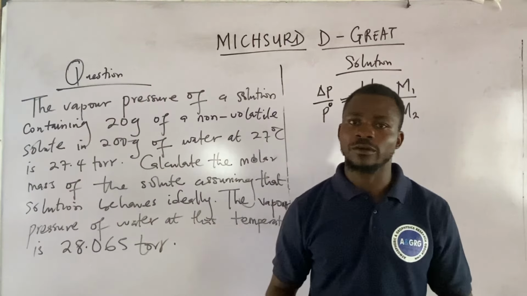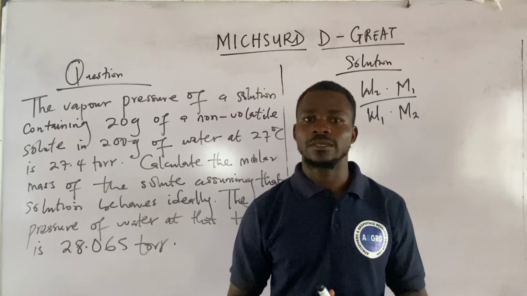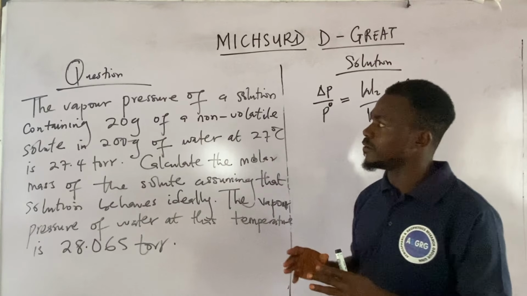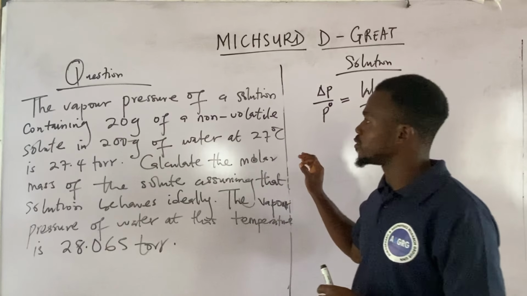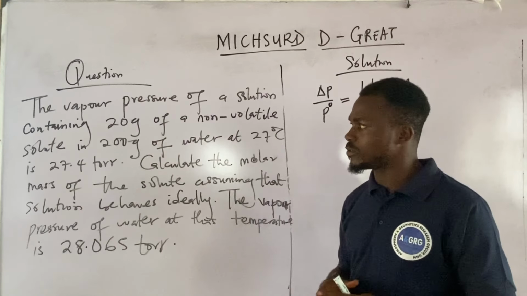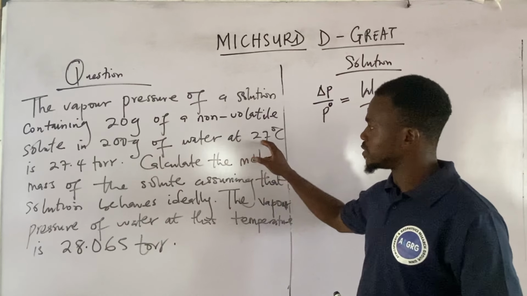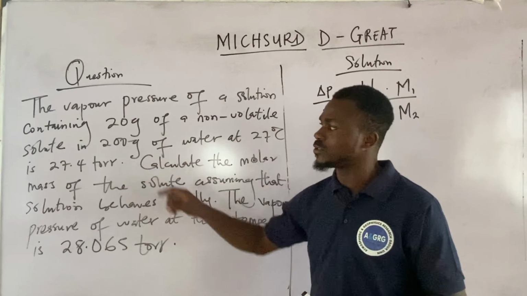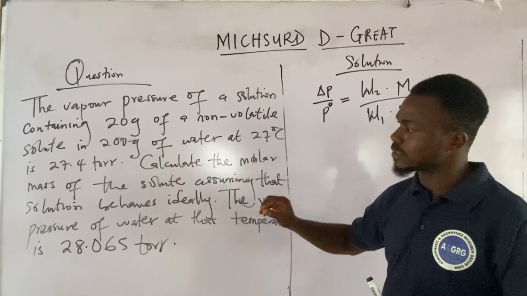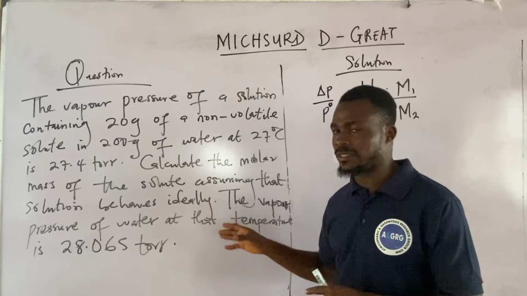Hello everyone, welcome to today's class. So today we are going to be looking at a question on solutions. So this is the question. The vapor pressure of a solution containing 20 grams of a non-volatile solute in 200 grams of water at 27 degrees Celsius is 27.4 torr. So calculate the molar mass of the solute, assuming that the solution behaves ideally.